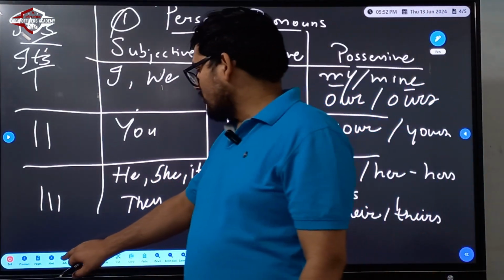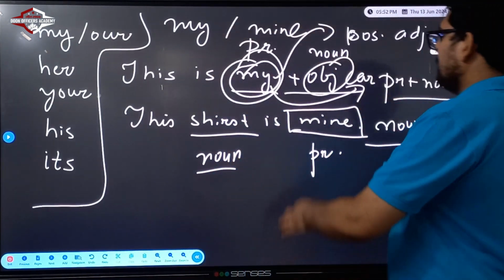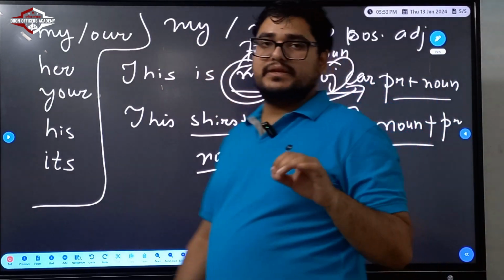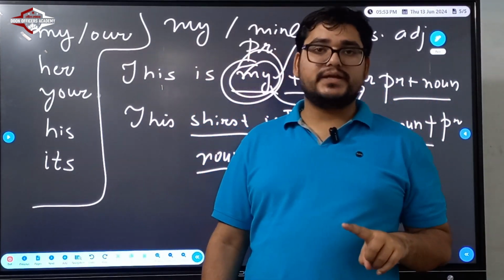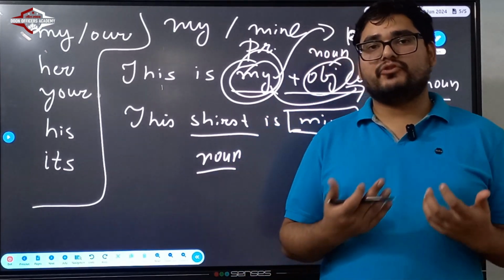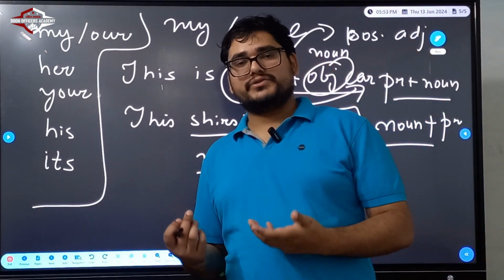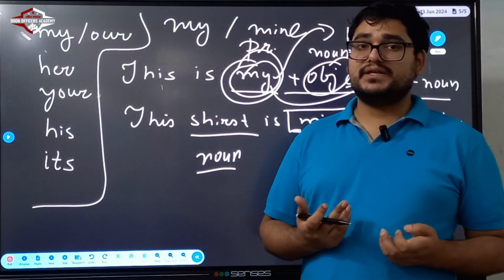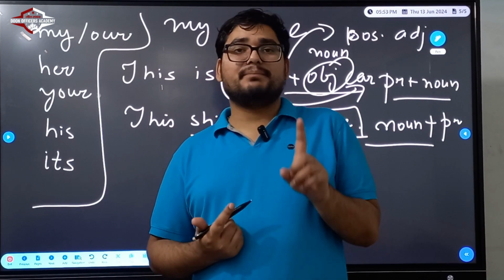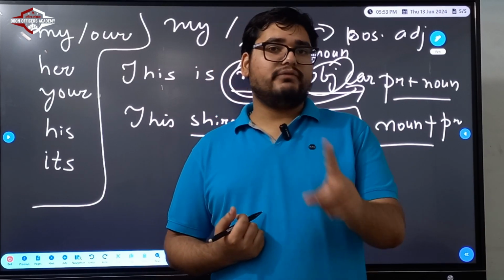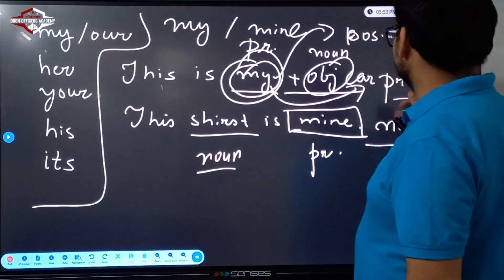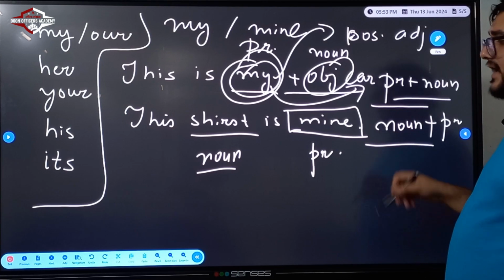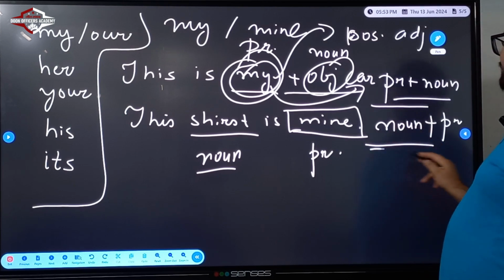Then we talked about possession, the possessive adjectives and possessive pronouns, right? So we also discussed the difference between possessive adjectives and possessive pronouns. Possessive pronouns can act independently, they can exist independently, but possessive adjectives are accompanied by nouns because they must describe nouns, then only can we call them adjectives, right? And we use the possessive adjective before the noun, right? And we use the possessive pronoun after the noun.